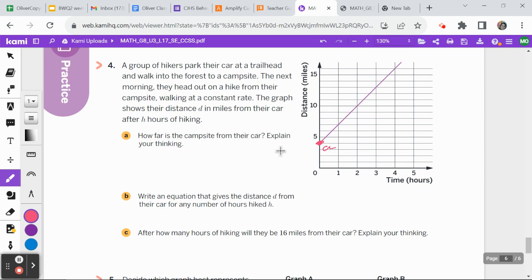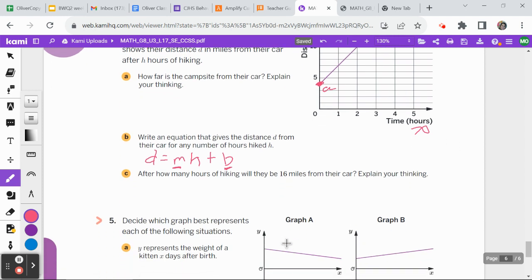Then write an equation that gives the distance d from the car for any hour's height. Now remember, this is technically our x and this is technically our y. So when you write your equation, you're replacing y with d and x with h. Okay, so you need to know your slope and your y-intercept that I just pointed out for you. So those are the only two numbers you need to take in and replace in there. Once you have that, you can solve your answer for C.